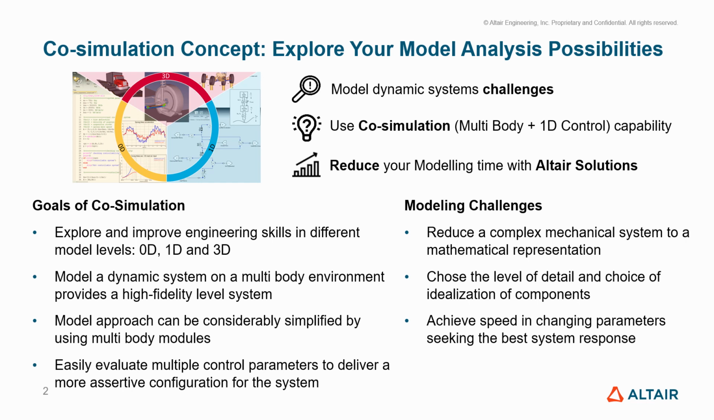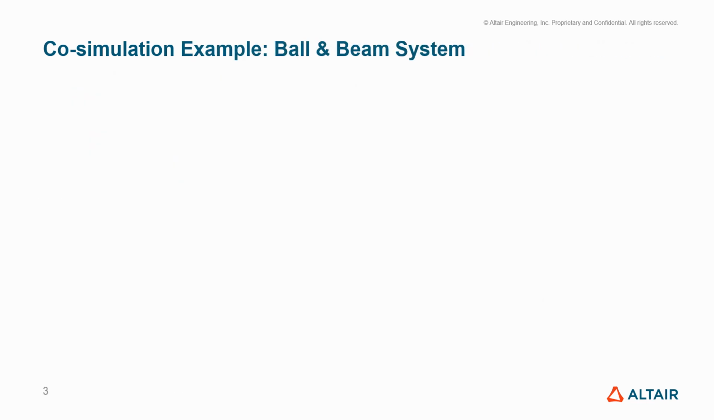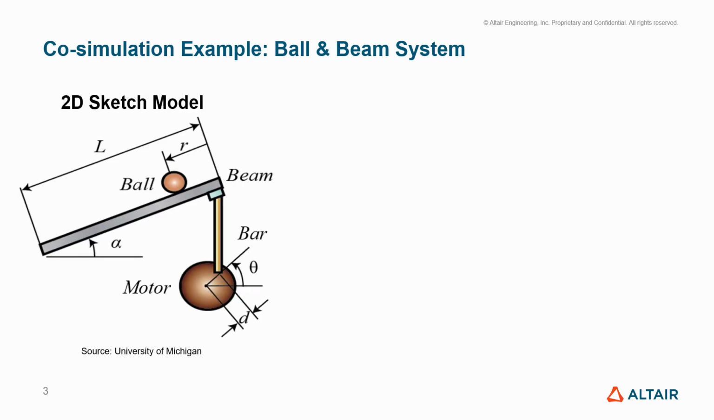Now that we know what a co-simulation is and its goals, I will demonstrate how it works using a very well-known engineering model, the ball beam system. Basically, that system is composed of four bodies: the motor, the bar, the beam, and the ball. The goal of this model is controlling the ball position by the motor theta angle, as shown in this picture.